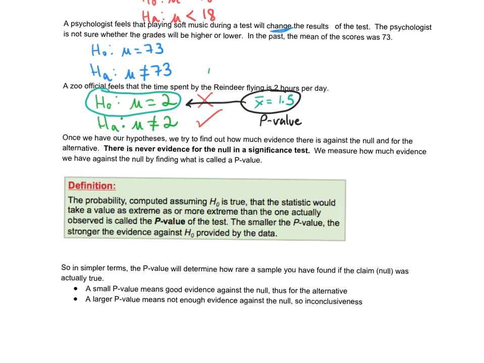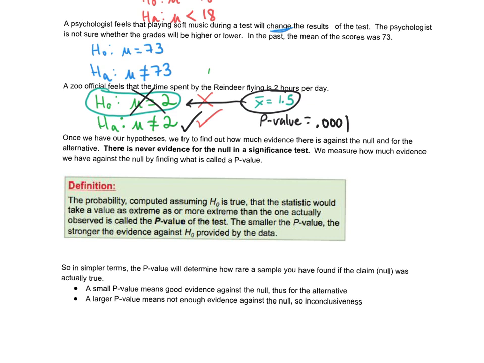So in very simple terms, a p-value will determine how rare a sample you have found if the claim was true. So if your p-value is really small, and we'll figure out how to calculate that in future sections, then there is good evidence against your null, and then for the alternative. So let's say I calculate a p-value and I got 0.0001. That's pretty small. Well, if that's small, then pretty good evidence that that is not true. And so then this one would be true, because that's the alternative. So if there's evidence to show it's not 2, well, then it's not 2.